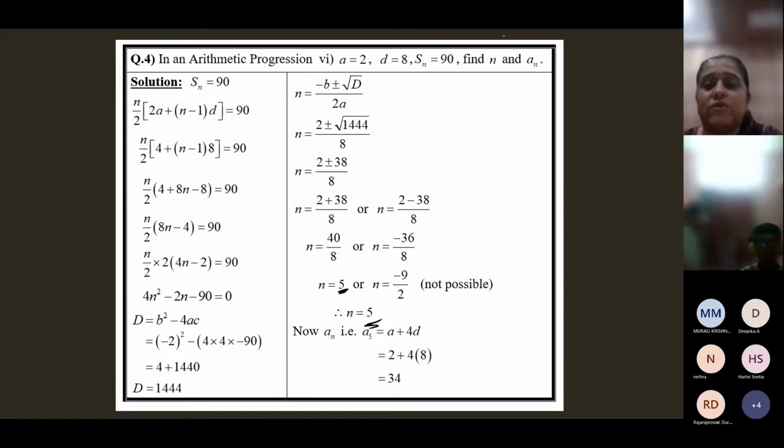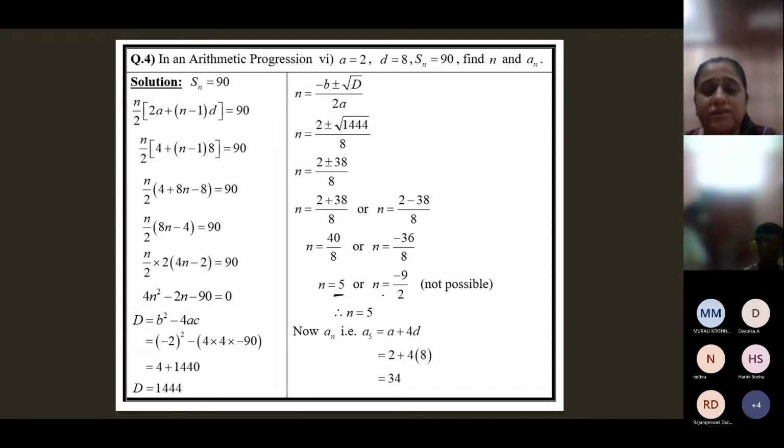So we found n is 5. Now you need to find an. n is 5, so an, meaning a5, you'll have to find. An, that is a5, is a plus 4d. So here you get a quadratic equation in n. We have solved it using the quadratic formula.